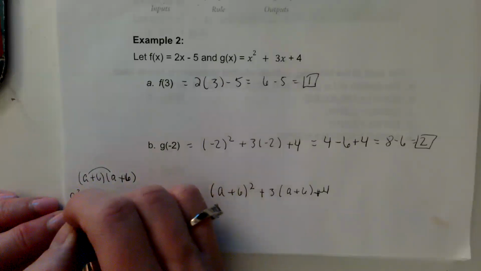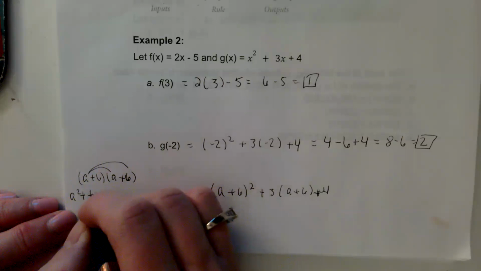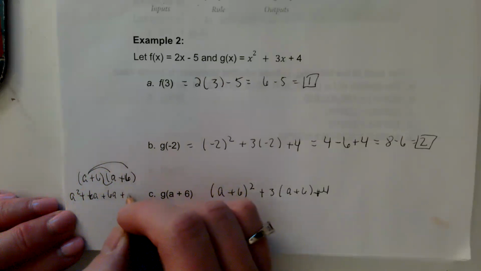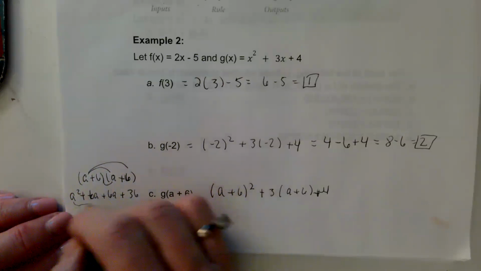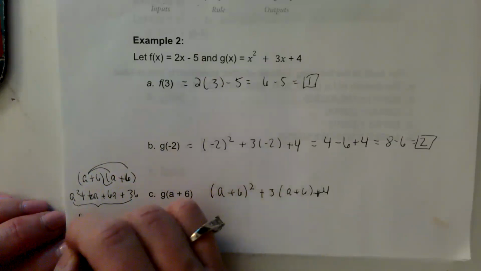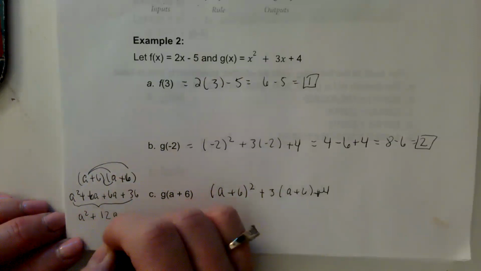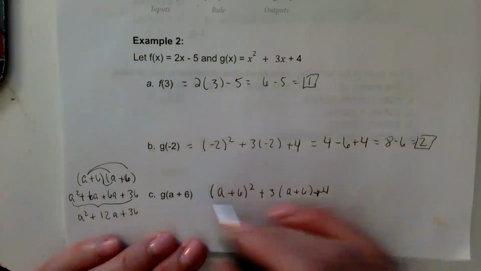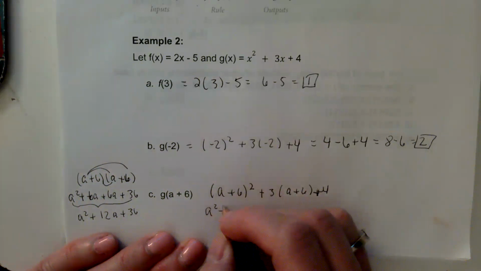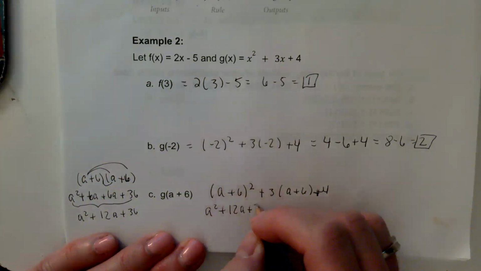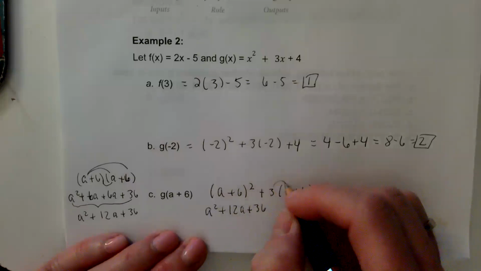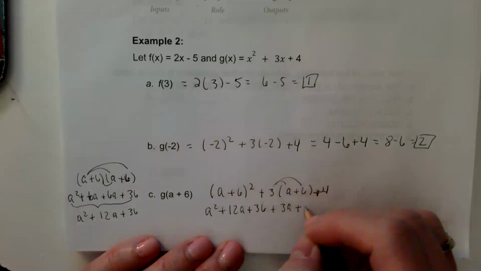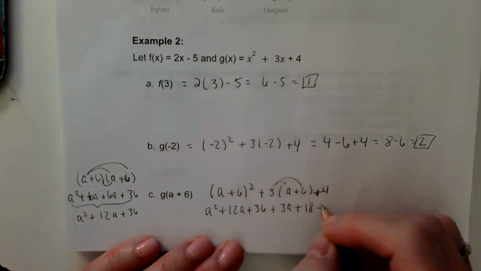So we have a squared plus 6a plus another 6a plus 6 times 6 is 36. So when we simplify this piece, it's a squared plus 12a plus 36. So that goes back into my evaluation here: a squared plus 12a plus 36. And then I have to distribute this 3, so plus 3a plus 3 times 6 is 18, plus 4.